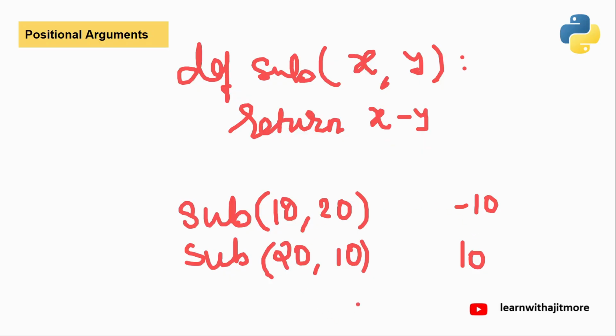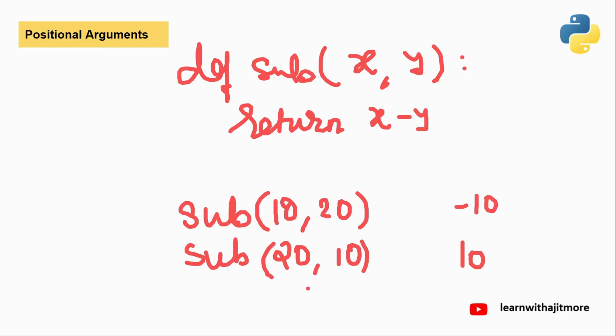So that's what I want to prove: though the count of actual and the count of formal is the same, and the values are also the same, if the position changes, the answer may change. That is the importance of position. Correct? And here, if you pass more, it will give an error.